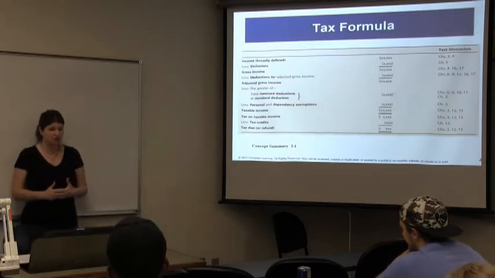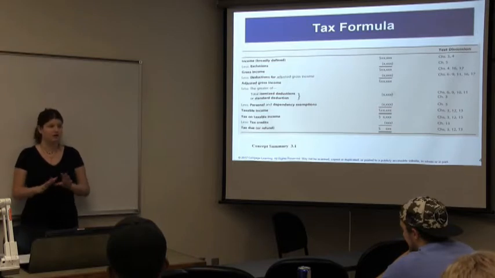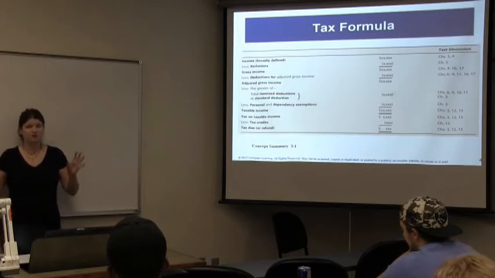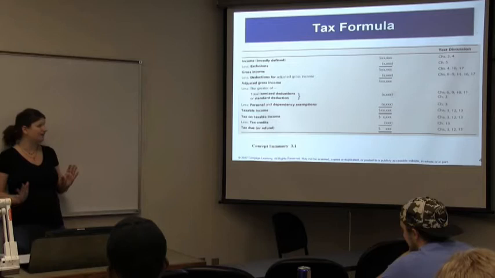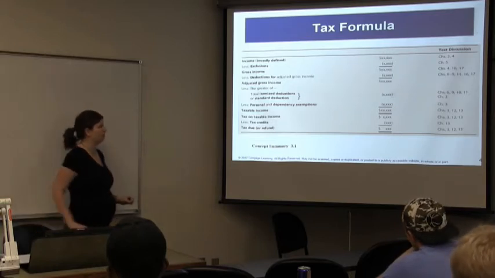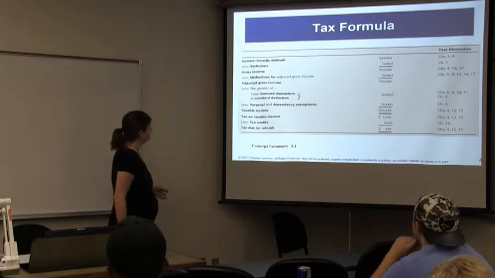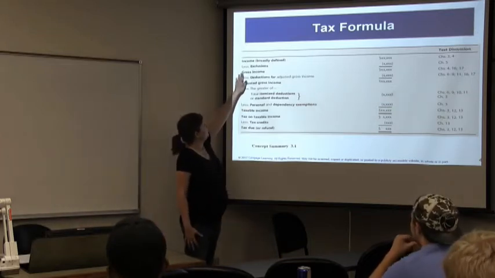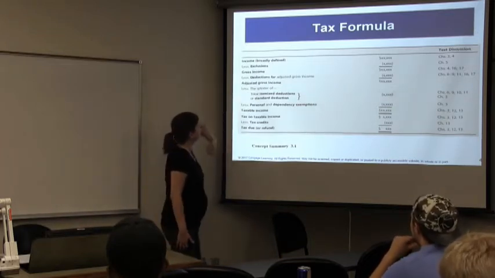Most exclusions appear nowhere on a tax return. They are just not reported. Like I said, there are two or three exceptions, but for the most part, not reported anywhere. Then this gives us our gross income.